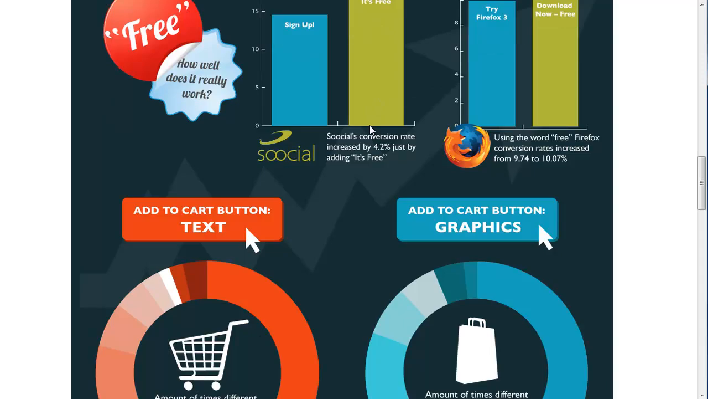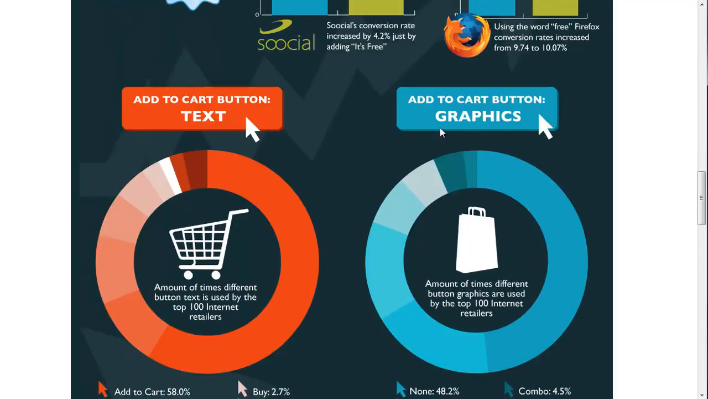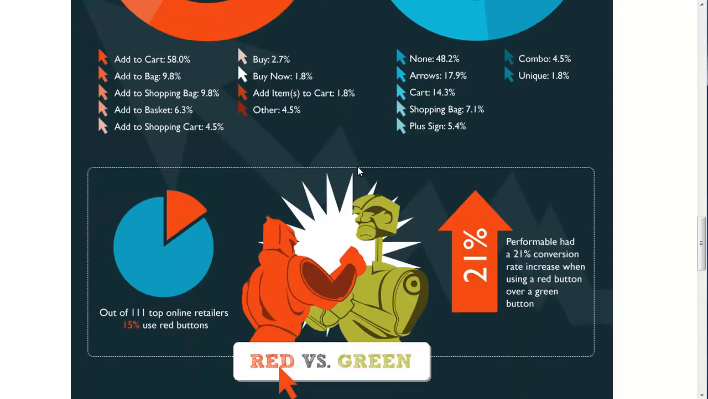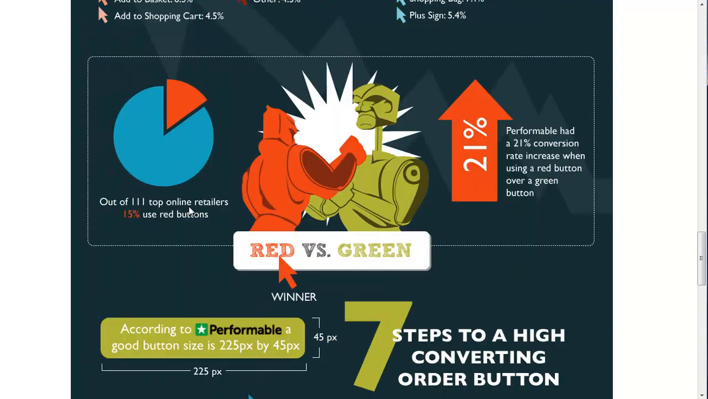It just makes sense. If we look at the add to cart button, you'll see that red by far wins. Add to cart is 58%, and it's the red color that does it. And then you can look at the blue. So they A/B tested the actual colors of the button, so that's pretty cool as well. If we continue to scroll down, you can look at red versus green.